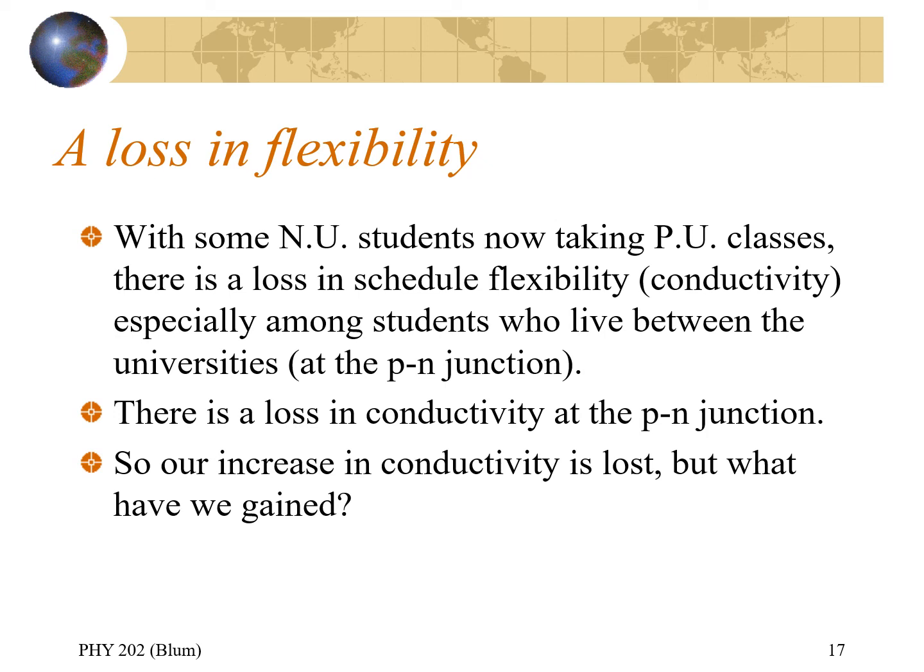We had flexibility either in NU by having some students up in the 300 level courses, or we had some flexibility in the PU university by having some empty slots in the 200 level courses, and now the NU students are filling those classes over at PU, and so we've lost our flexibility, we've lost our conductivity. So we doped in order to improve the conductivity, but then we brought P and N together in a P-N junction, and we've lost the conductivity. So what have we gained?